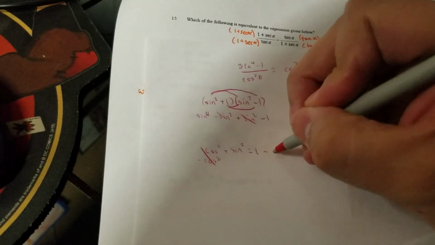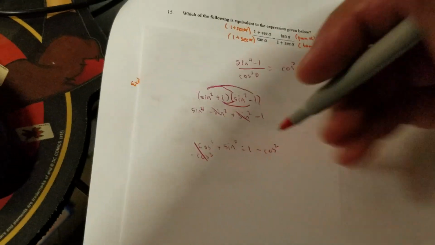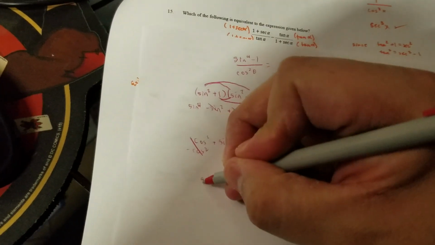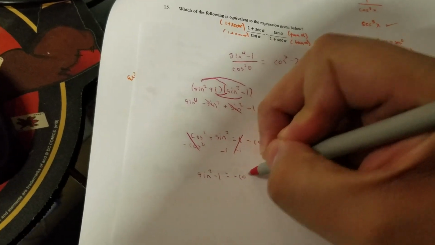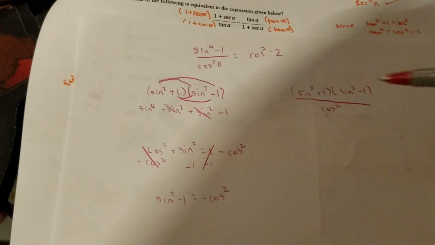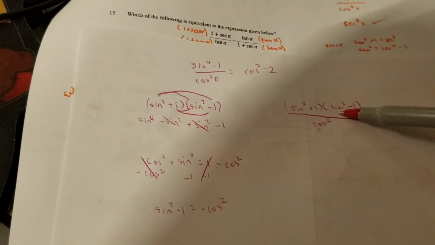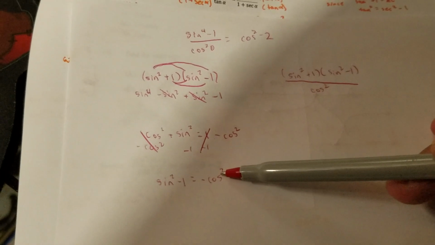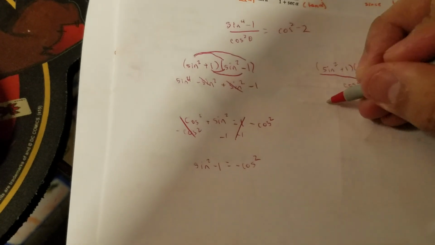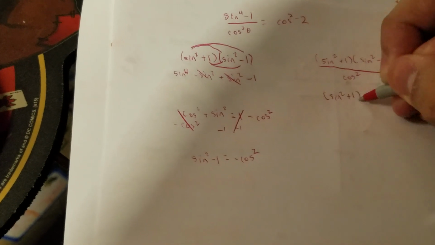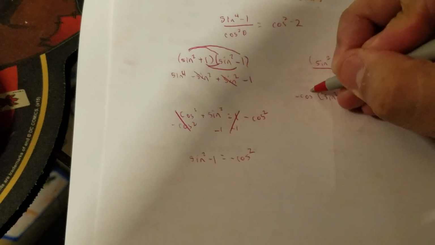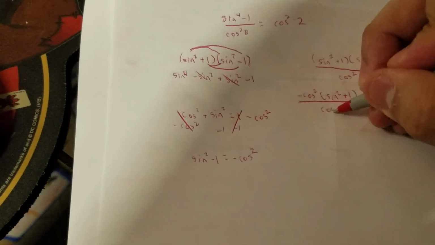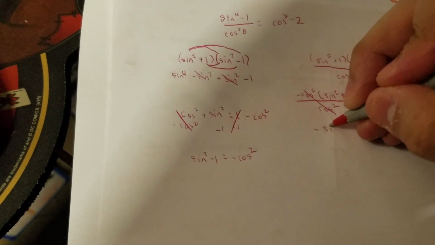I could subtract the cosine squared, and then subtract the 1. So I'm going to be left with sine squared minus 1 equals negative cosine squared. Okay, which I see I have that right here. So instead of writing sine squared minus 1, I'm going to write negative cosine squared. So I'm just replacing this with this. So again, I have sine squared plus 1, and I'm going to write the negative cosine squared in the front because it is negative and I don't want to lose that. And I see these cancel, so I'm left with negative sine squared plus 1, just like this.